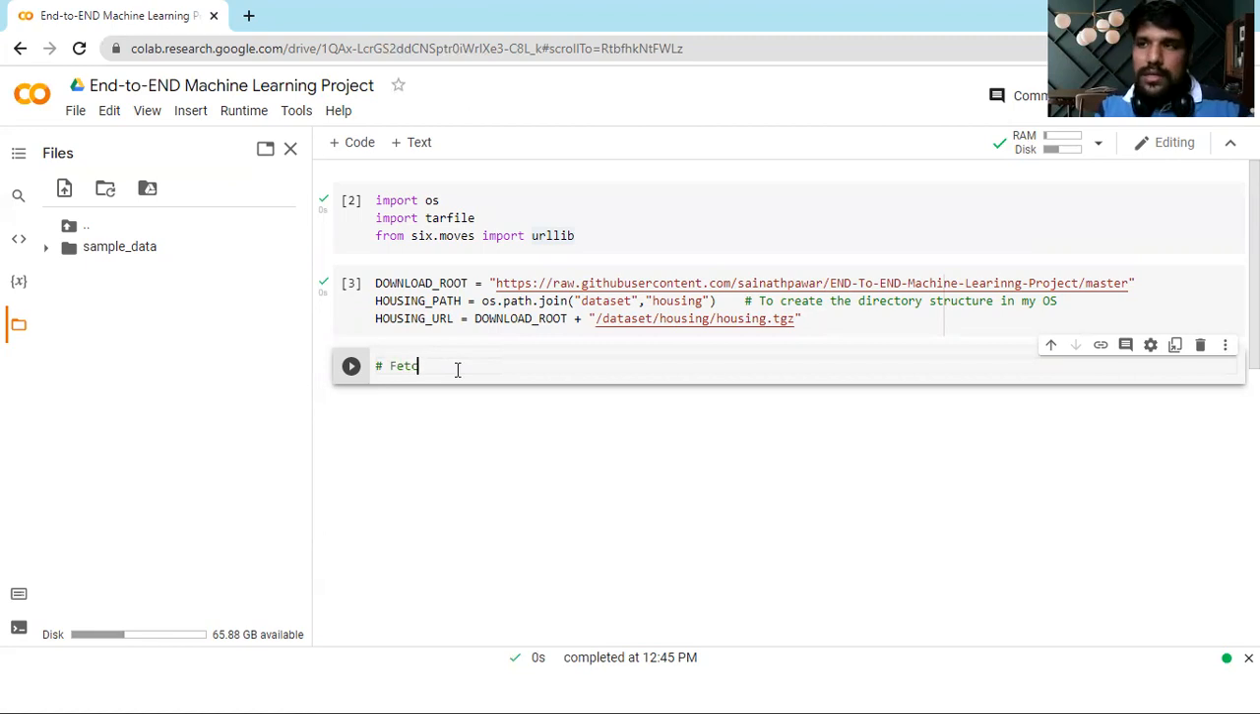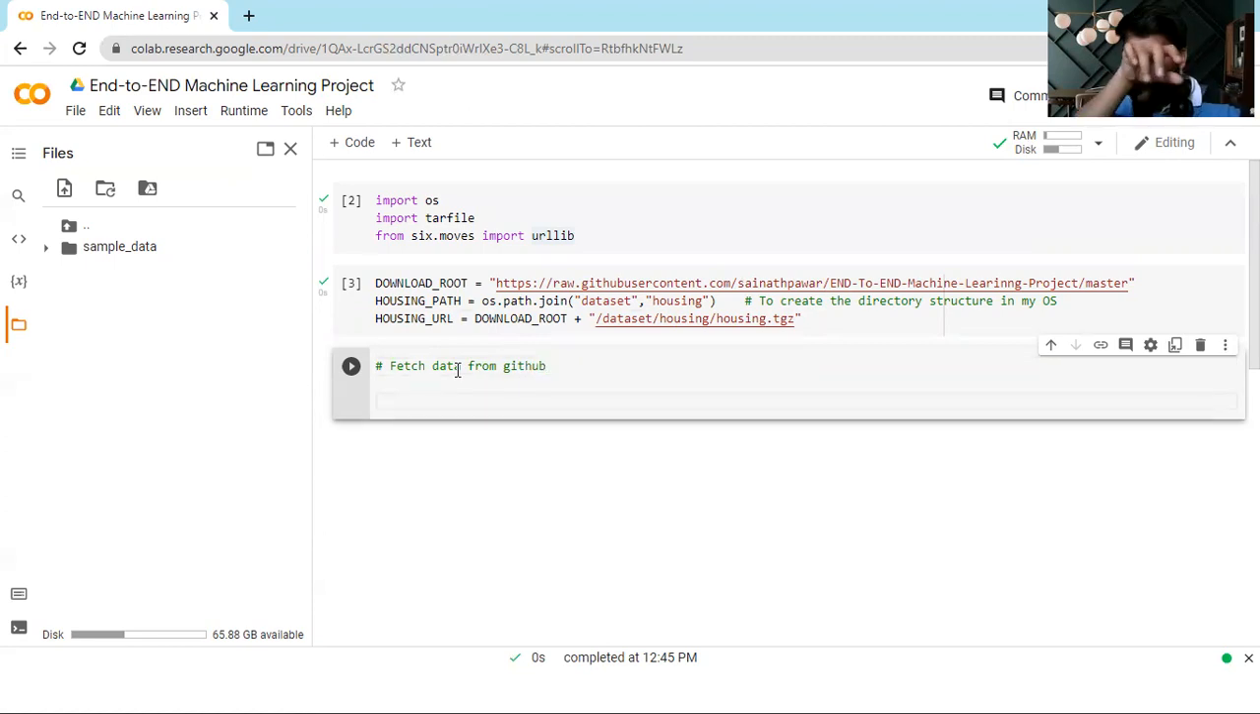So now I need to write the function to fetch the data from GitHub. So I'll write a function called fetch housing.